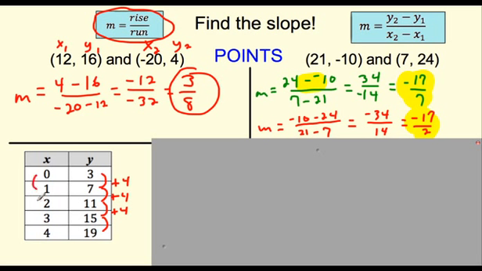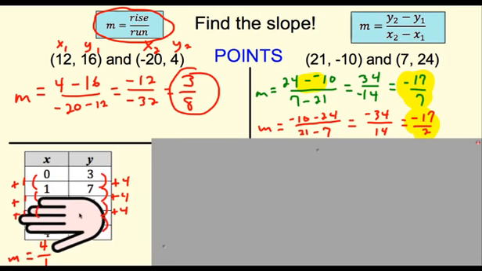What are my x's doing? Every time my x is going up by how much? 0, 1, 2, 3. I'm going up plus 1 every time. So if I can look at that, I can say, oh yeah, I know this slope. The slope of this line is the change in y over the change in x, 4 over 1. Pretty cool, huh? Excellent.